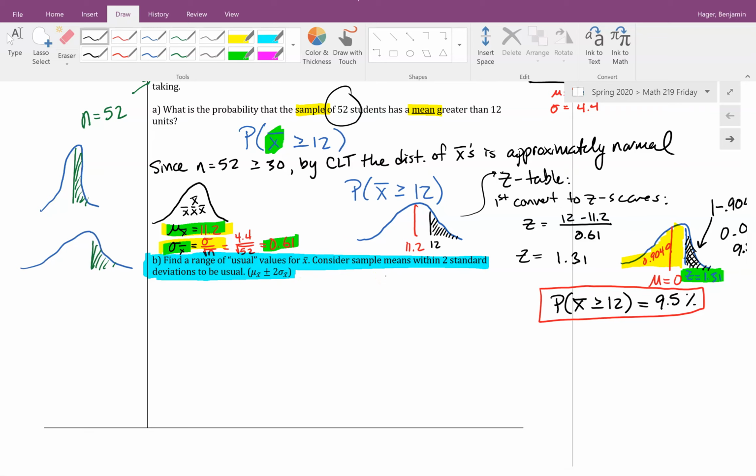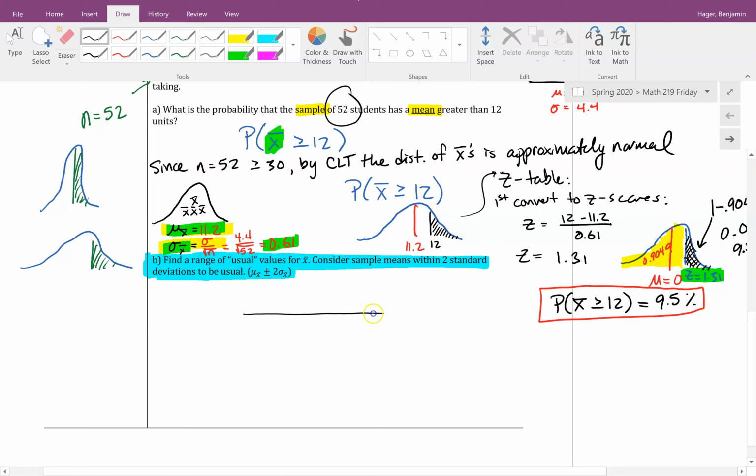So again, if you're going to go ask these 52 people how many units they're taking, what they're asking us to do is create a window that will capture all the answers that we would consider usual. And remember, earlier we learned that we considered anything more than 2 standard deviations from the mean to be unusual. Okay, so we're talking about finding things within 2 standard deviations of the mean.